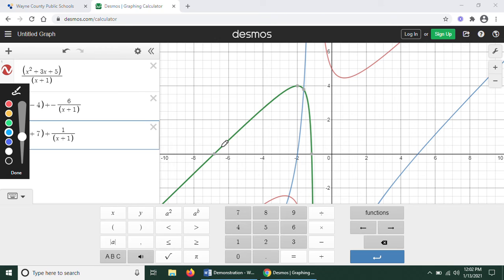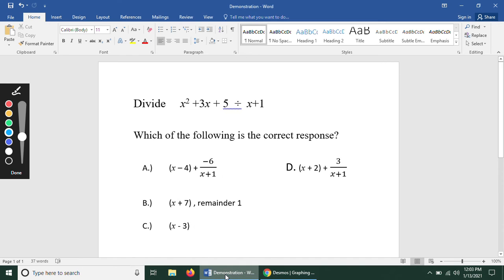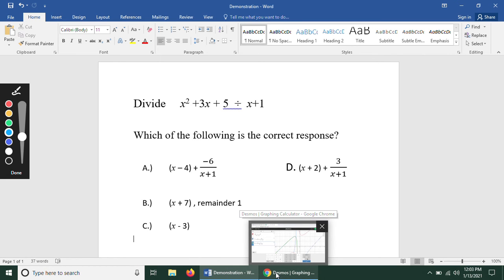Now, because the graph that is in green is different from the one that is in red, which represents the original problem, B is not the answer, all right? B is not the answer. All right, now I'm going to type what I have for C in the next row in decimals, all right?